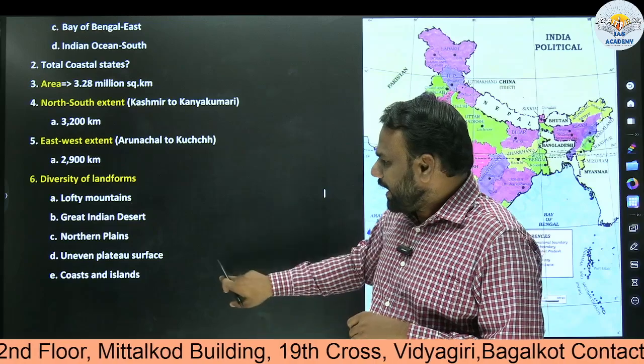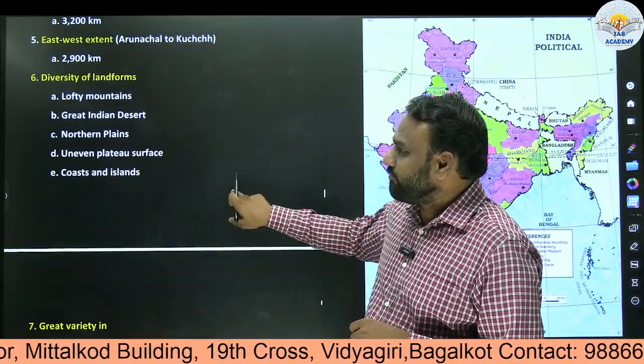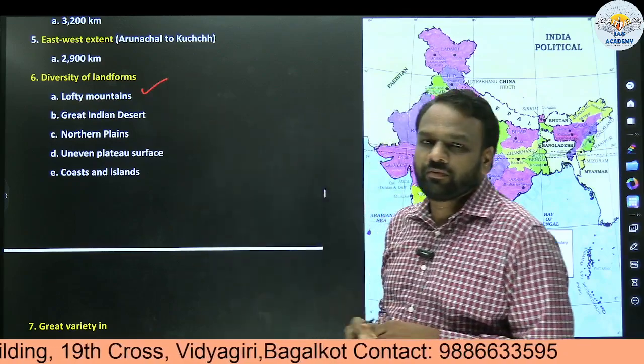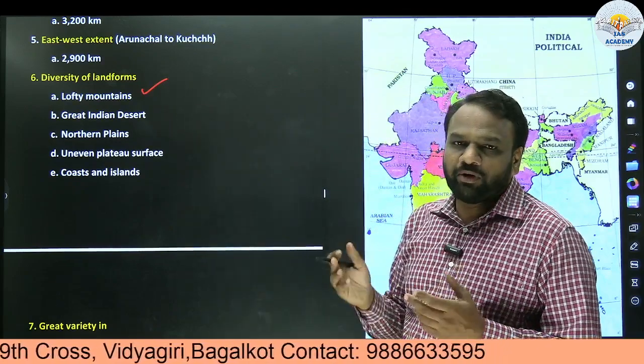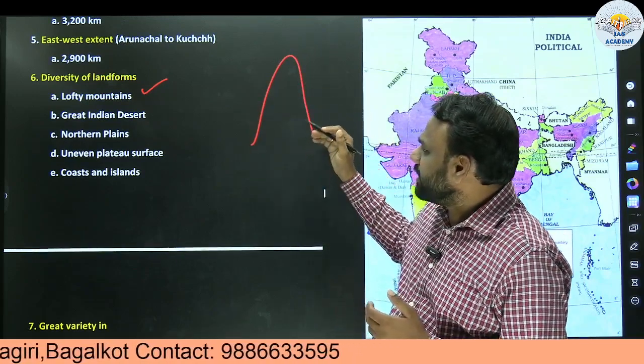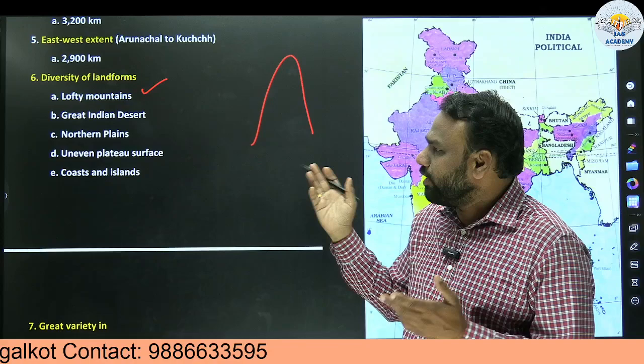So when it comes to India, we have a diversity of landforms. We have diversity with respect to what? Lofty mountains. Lofty mountains means peak mountains. When it comes to the Himalayas, their height is more compared to other mountains. So we have lofty mountains.